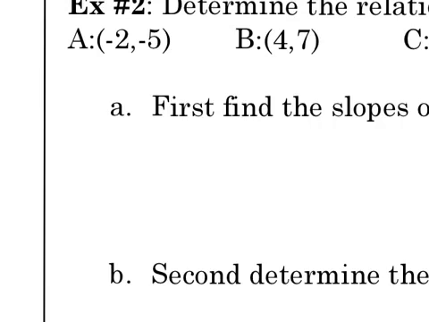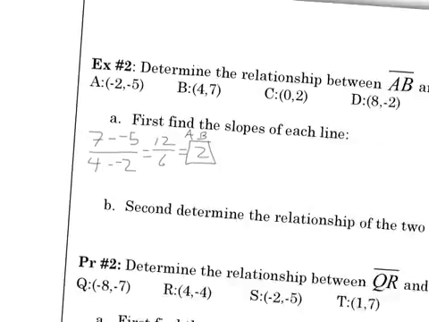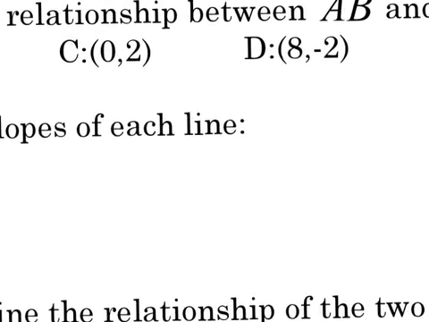So y2 is going to be 7 minus negative 5 over 4 minus negative 2. That turns into a plus, so you get 12 over 6, which is just 2. Okay, so that's the slope of AB. All right, well, let's find the slope of CD now.